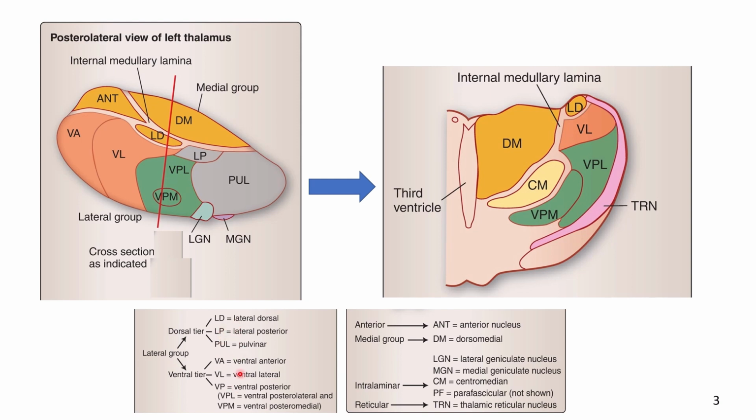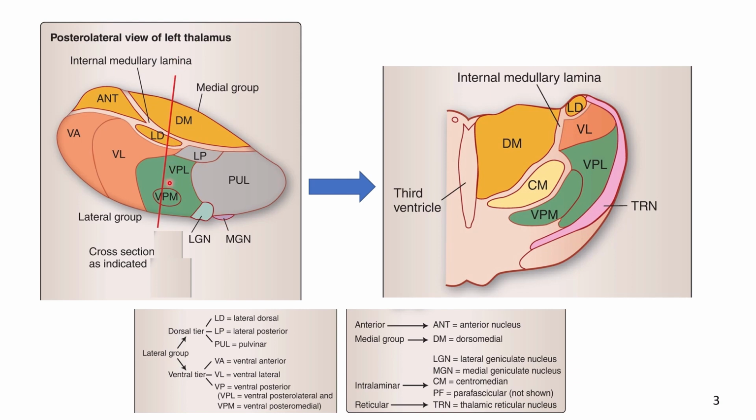And these are the abbreviations. So this is the full name of the abbreviations. This area is the anterior nucleus, and medially this is the dorsomedial group there. You also have the geniculate nuclei, so this is the lateral geniculate nucleus, and this is the medial geniculate nucleus.